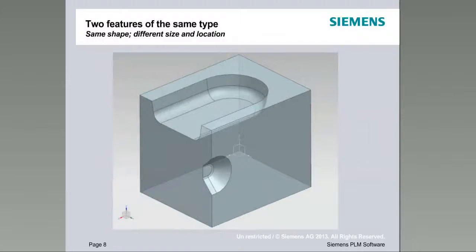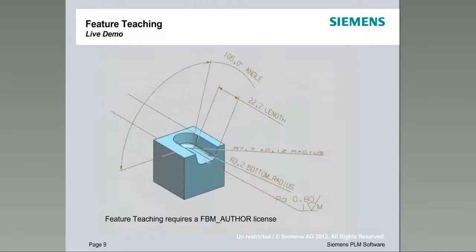Believe it or not, for NXCAM feature-based machining, these are two features of the same type. They have the exact same shape, the same number of faces. It's a plain floor with a fillet all around, connected to walls that are at an angle with respect to the floor, and that's it. Both are the same feature, but obviously they have different dimensions, different locations, and different sizes. With that, we'll get started in the live demo, and I'll start sharing my screen.